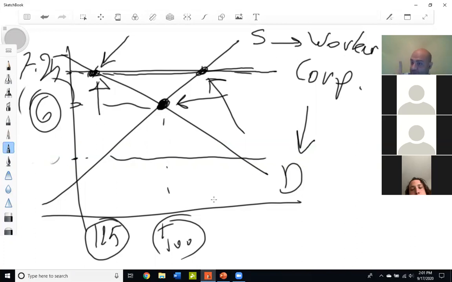Supply goes up, demand goes down, and there will be a gap. In this gap, a lot of people are willing to work and only a few corporations are hiring. Can you tell me what's this gap called?